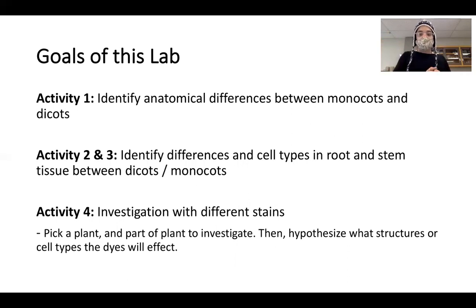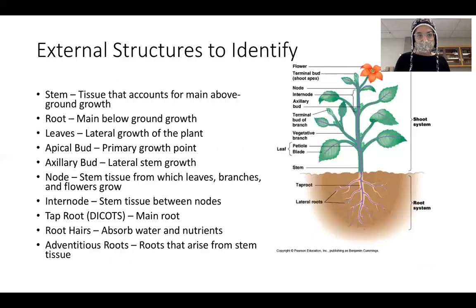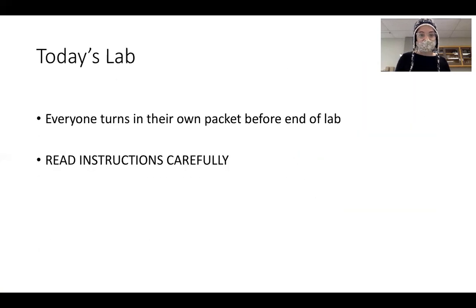And so your job is to do 4 different microtomes of this plant, or thinly sliced cross sections, and you're going to be hypothesizing what structures or cell types the dyes will affect. And so we'll tell you what the dyes will stain, I should say. And then your goal will be to try to figure out what is going to stain. And that is basically it.